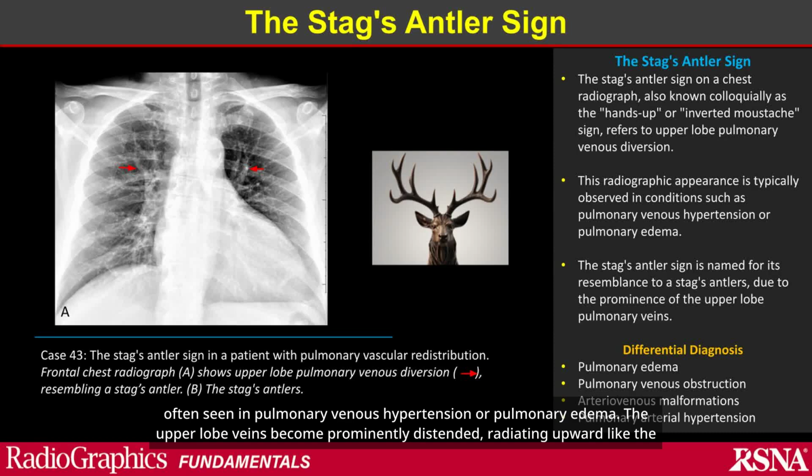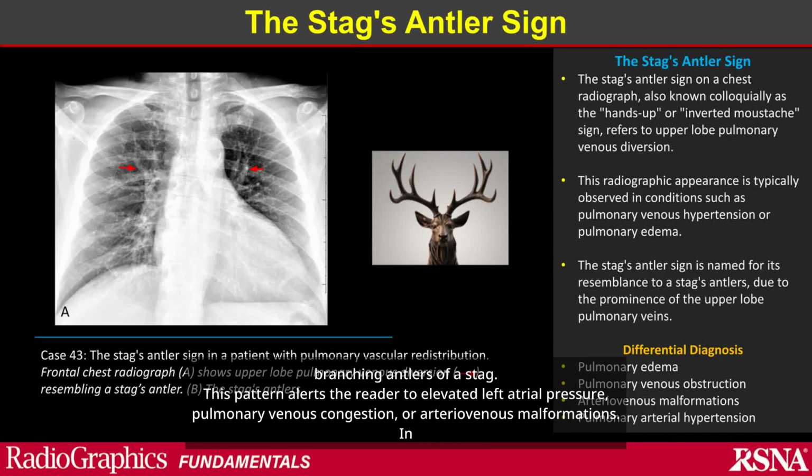The upper lobe veins become prominently distended, radiating upward like the branching antlers of a stag. This pattern alerts the reader to elevated left atrial pressure, pulmonary venous congestion, or arteriovenous malformations. In the setting of heart failure, this sign is a visual cue to hemodynamic compromise.